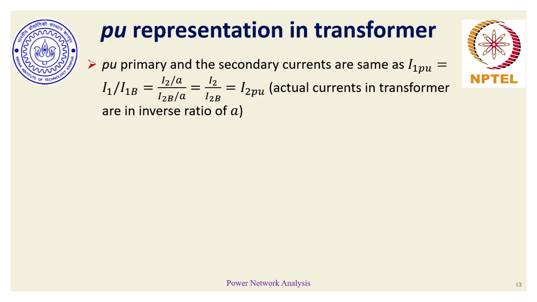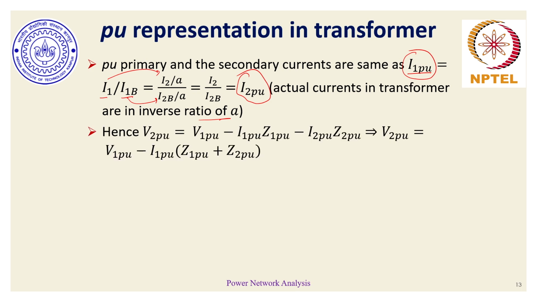We can also try to find relationships between the per unit currents on primary and secondary side. So if I have to find the per unit primary current, it is nothing but actual current by base current, wherein if I substitute the relationships in terms of secondary quantities and turn ratio, what I see here is that the primary current in per unit is same as the primary current on the secondary side. Actual currents in transformer, they have this inverse ratio of A. In per unit system, for a single phase 2-winding transformer, the ratio of A goes away in currents.